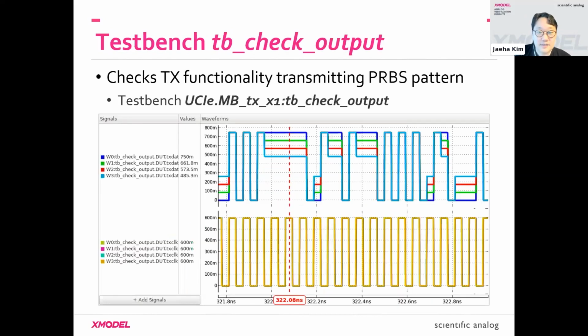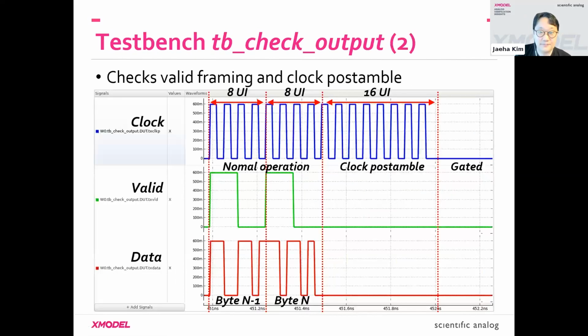Okay, so this is just a simulation with the PRBS pattern with the variable de-emphasis degree. And this is the simulation results confirming that our valid framing works. For example, when the data is finished, when the frame is done, valid stops toggling, the clock keeps toggling for 16 UI period, and then it becomes 0.